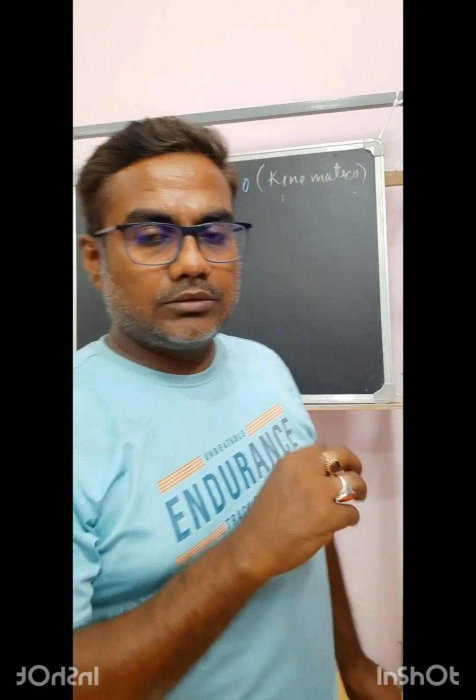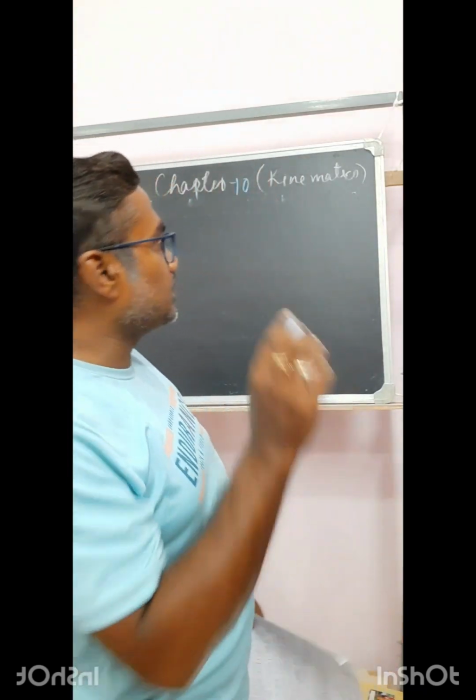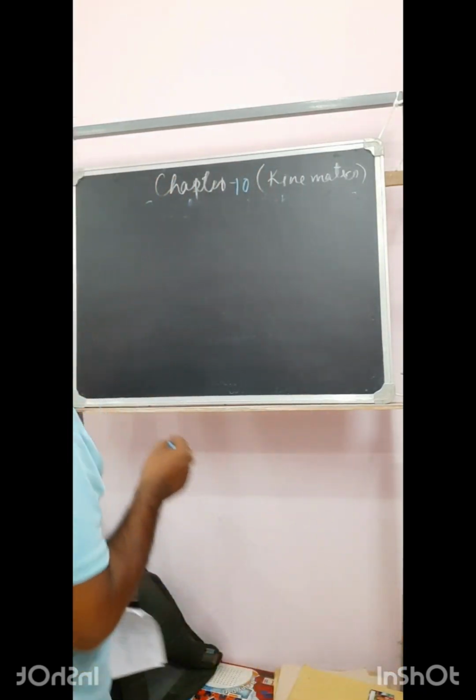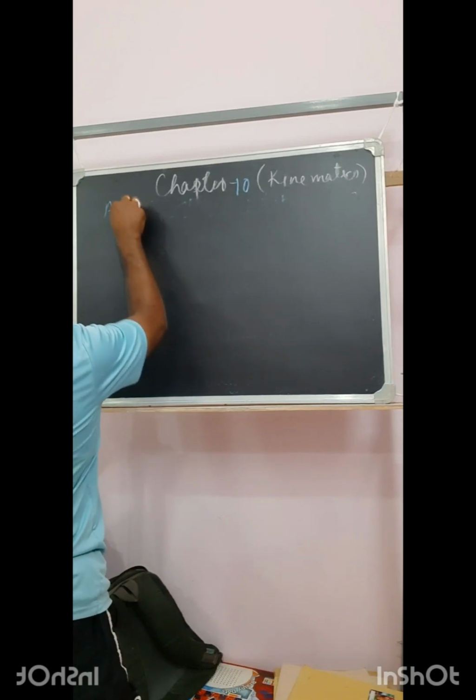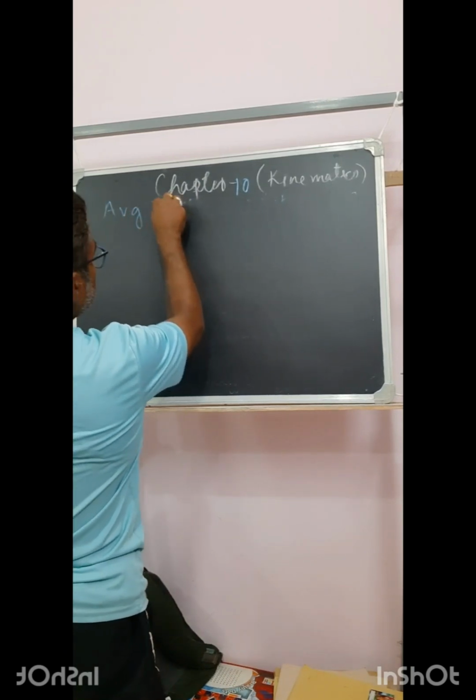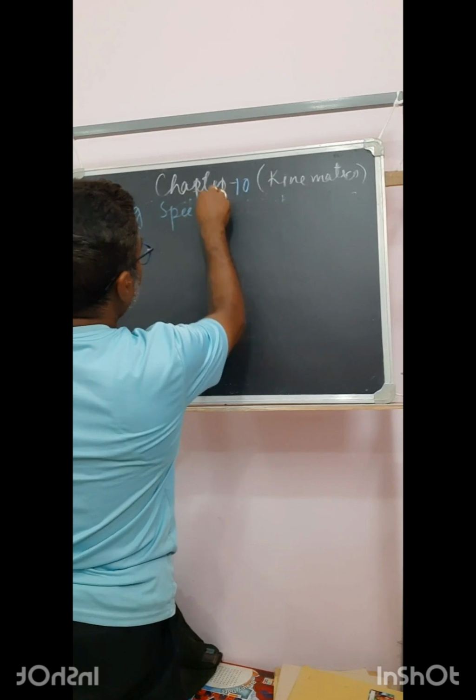In the last video, chapter 9, I described all the relations among displacement, velocity, acceleration, their representation in graphs, and the required information that you will get from the graph and converting it into the real equations that I have taught. Now, in chapter 10, I will first explain average speed and average velocity.